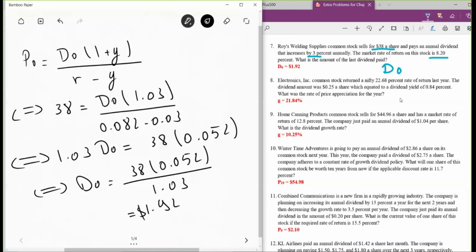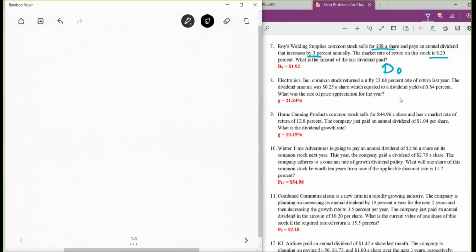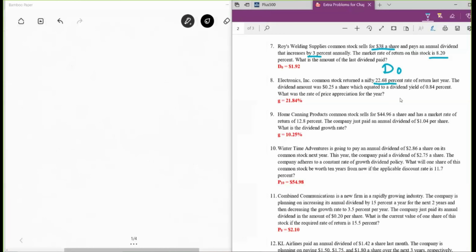Now I move to number 8. Electronics Incorporation common stock returned 22.68%. This is R. The dividend amount was $0.25 a share, which equated a dividend yield of 0.84%. So what was the rate of price appreciation for the year?